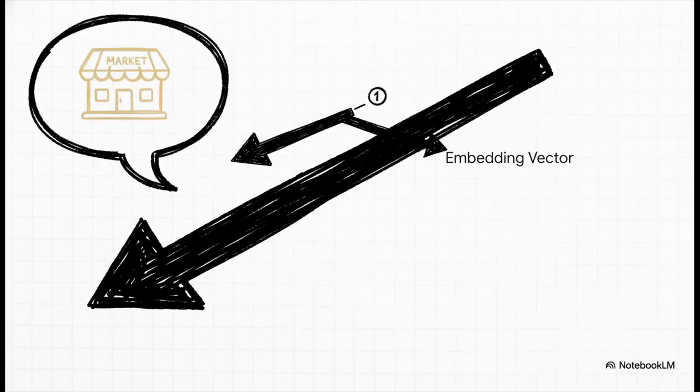And the solution is just so elegant. We take our original meaning vector, the embedding, and we simply add another vector to it. This new positional vector is just a unique numerical fingerprint that says, I'm the first word, I'm the second, I'm the third, and so on. So now our final vector contains both the meaning and the position, all baked into one.